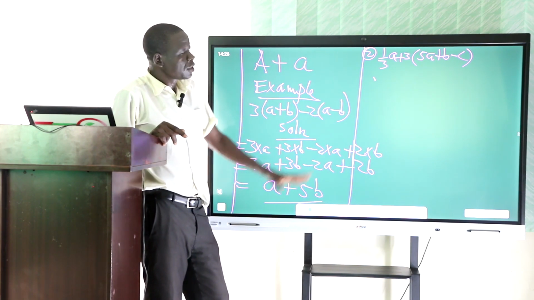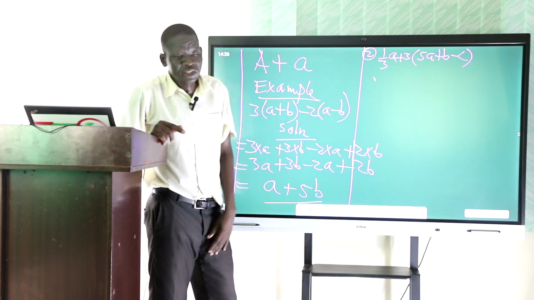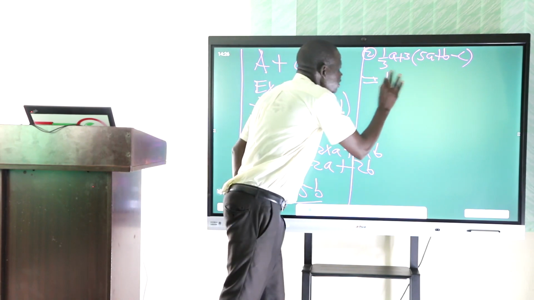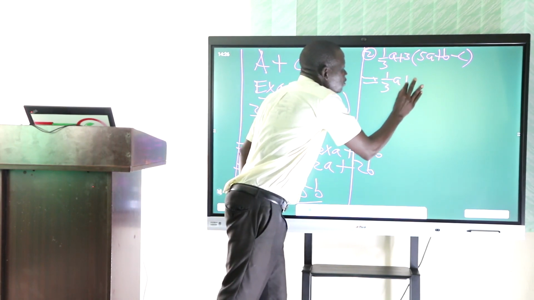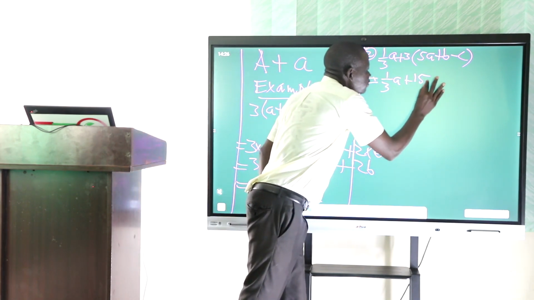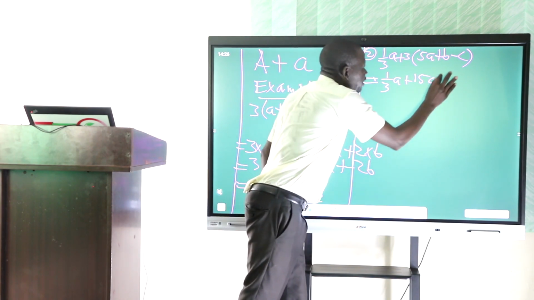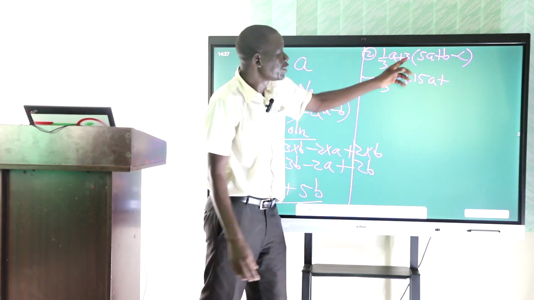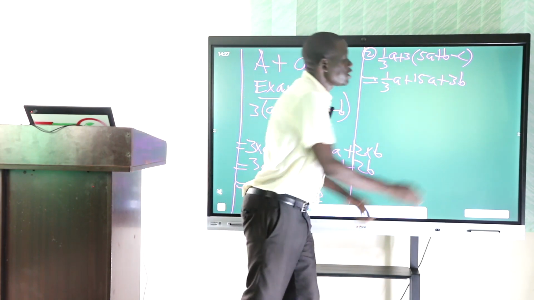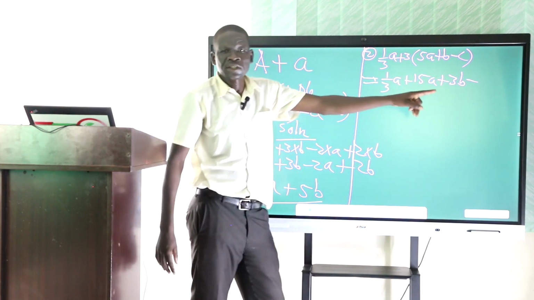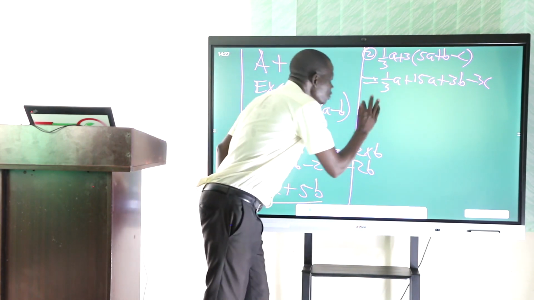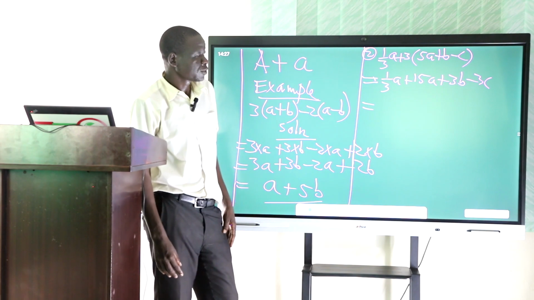To remove the bracket, we multiply the outside term by the inside terms. So in this case, we shall have a third a plus 3 times 5a, we find that we get 15a plus 3 times b, we get 3b minus 3 times c, you get 3c.